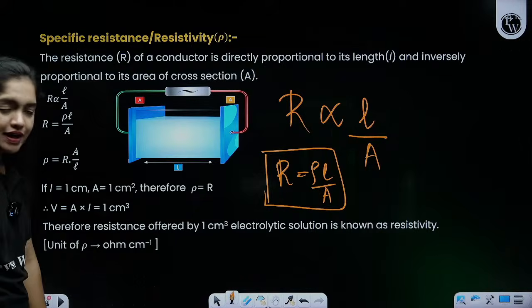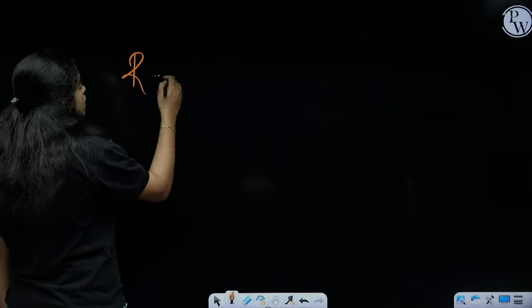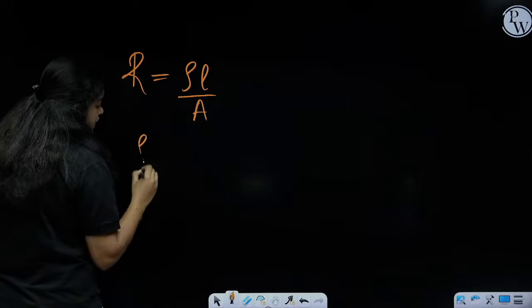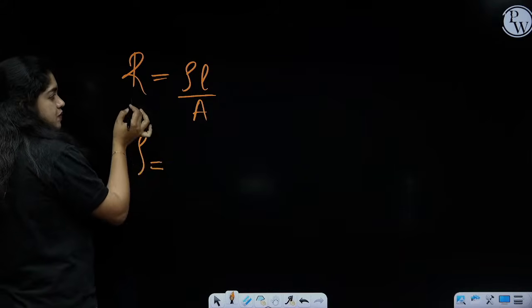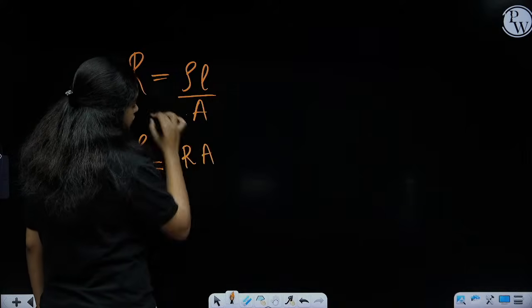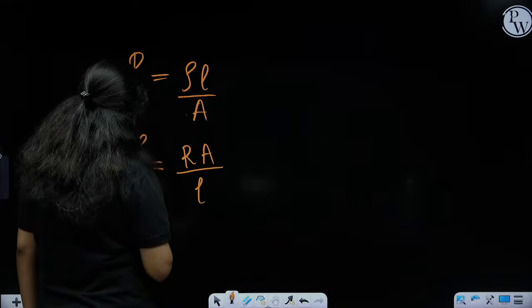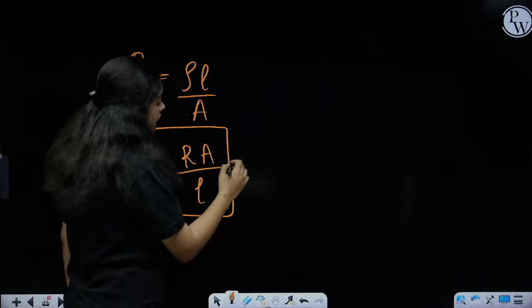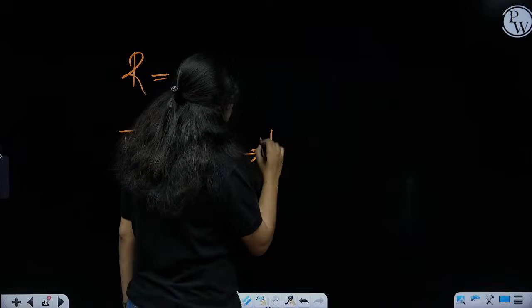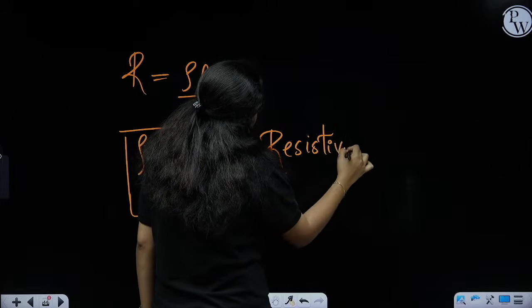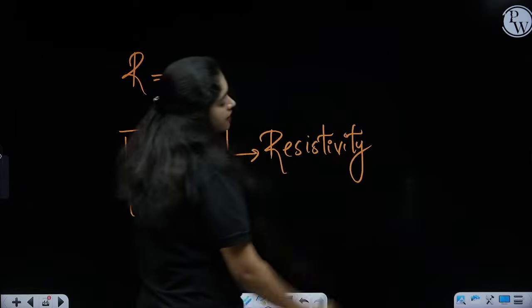Now we are going to make an equation for rho. We got R equal to rho L by A. Now we want an equation for rho, so take all other terms to the left side. Take A here, so it becomes R A, and L goes to the opposite side, divided by L. So what is the equation for rho? Rho is equal to RA by L, where R is resistance and rho is resistivity. Is that clear? Resistivity.